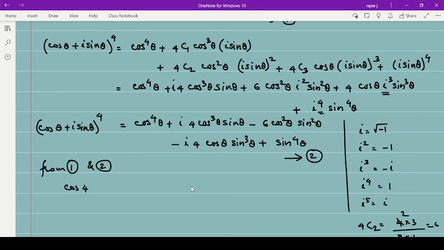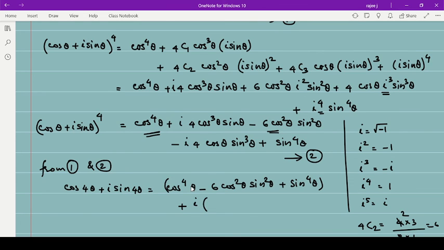Cos 4 theta plus I sin 4 theta is equal to, here cos raised to 4 theta. I am just arranging this, writing terms without I. Then minus 6 cos square theta sin square theta plus sin raised to 4 theta, and plus from here the I terms, I into 4 cos cube theta sin theta, then minus 4 cos theta, 4 be common, sin cube theta. So this you got.